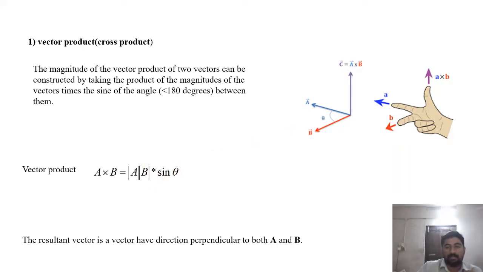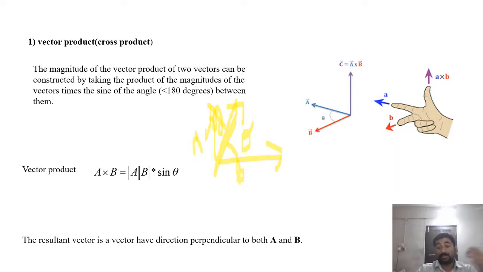So these are your two vectors, this is A and this is B. There is an angle theta between them. So what is the cross product? It is represented by the magnitude of A into the magnitude of B into the sine of the angle between A and B. We know that the vector product is a vector.